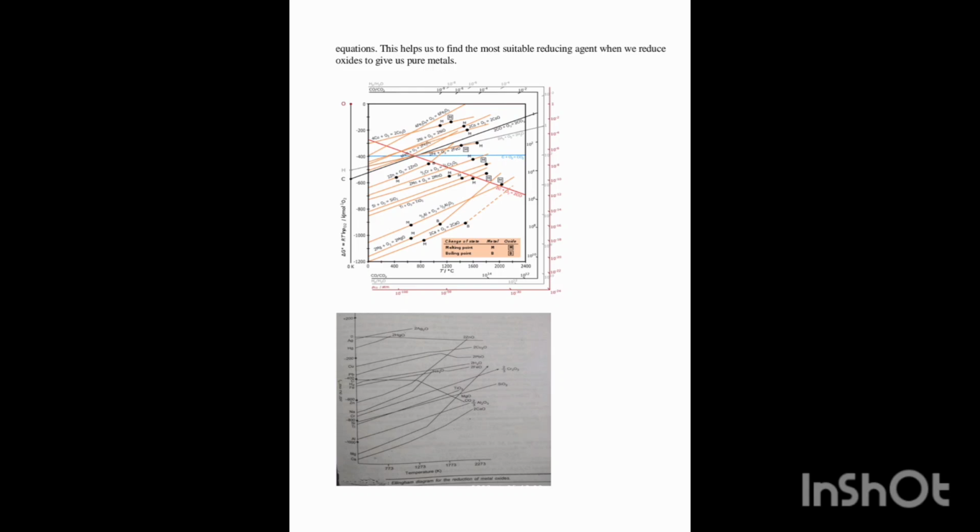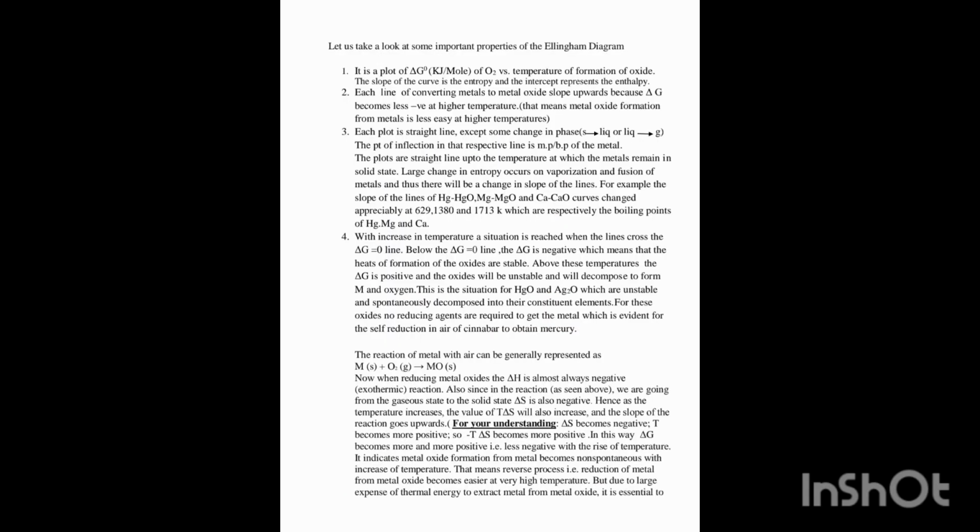With increase in temperature, a situation is reached when the lines cross the delta G equals to 0 line. Below the delta G equals to 0 line, delta G is negative, which means that the oxides formed are stable. Above this temperature, delta G is positive and the oxide will be unstable and will decompose to form M and oxygen.